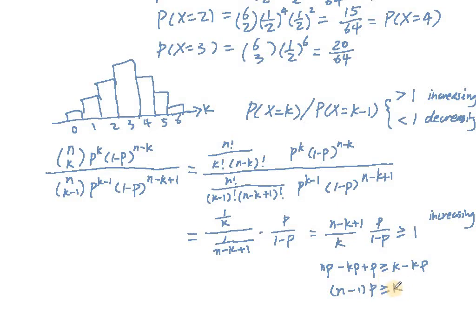So that means when k is less than or equal to n plus 1 times p, as you can see, we are canceling out this and this one, we are left with np plus p, which is n plus 1 times p. So that will be the criteria when k is increasing. So as k goes from 0 to n plus 1 times p, it's increasing. And when k is past that point, it will be decreasing. So there you go.